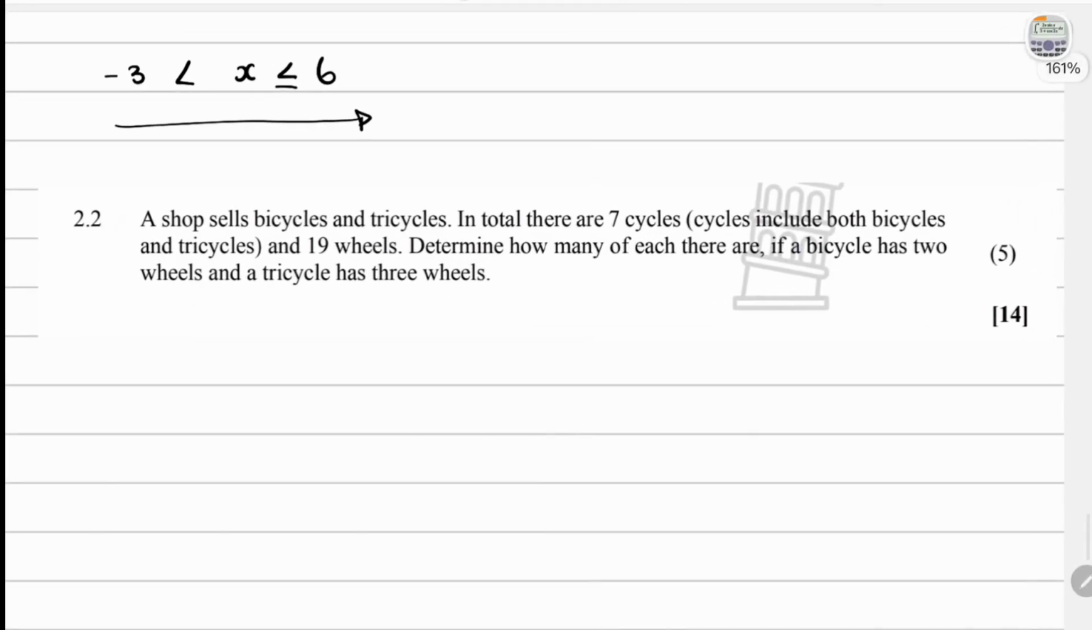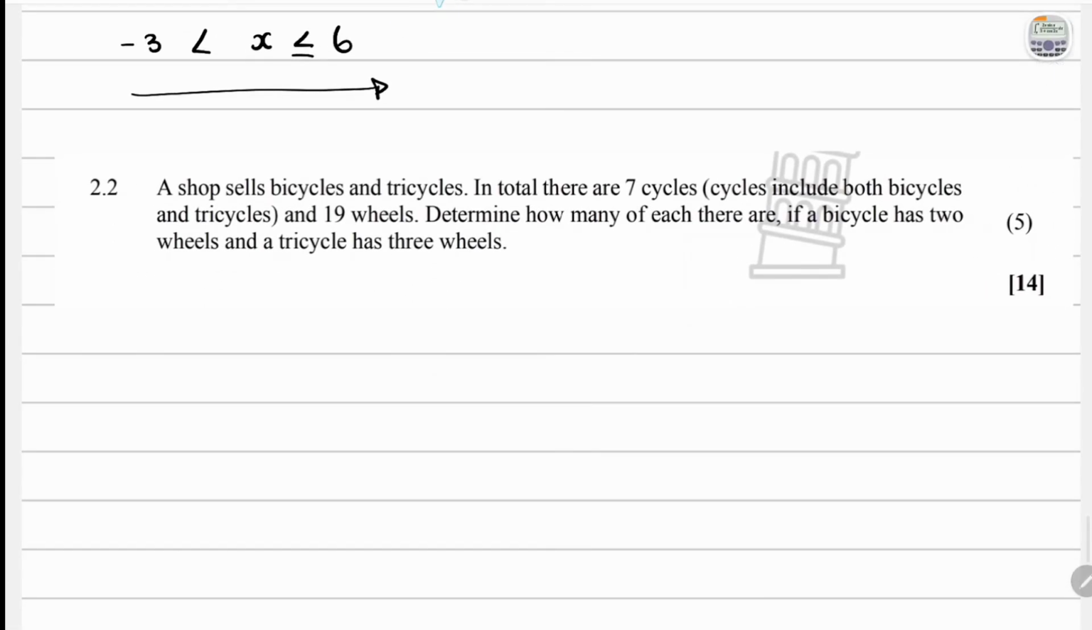Question 2.2 says a shop sells bicycles and tricycles. Okay, so one has 2 wheels, one has 3 wheels. In total, there are 7 cycles. So cycles include both bicycles and tricycles, and 19 wheels. Okay, this is like that rabbit and chicken question. Determine how many of each there are if a bicycle has 2 wheels and a tricycle has 3 wheels. Now, this is for 5 marks.